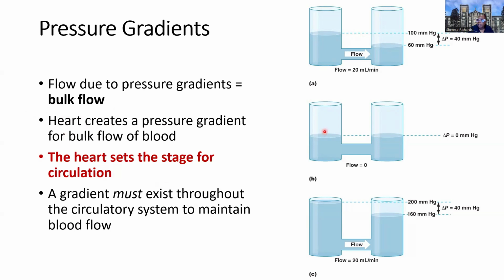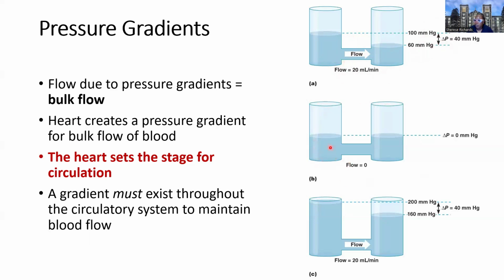So if we look at the examples over here in scenario A, we have 100 millimeters of mercury on the left side, and then 60 millimeters of mercury on the right. So the gradient that we have is a differential of 40 millimeters of mercury. And that gives us a flow rate of about 20 milliliters per minute. So that's the standard flow because we have a gradient. We have high pressure here, lower pressure here, and the difference is going to determine our flow.